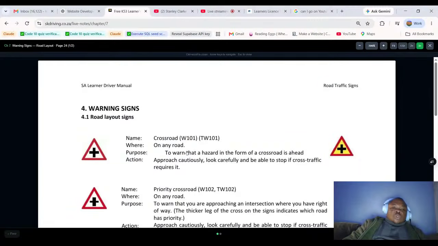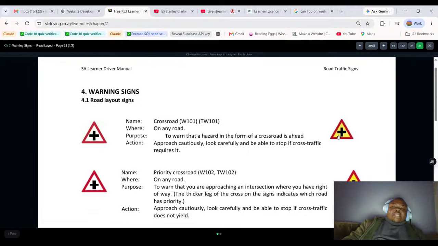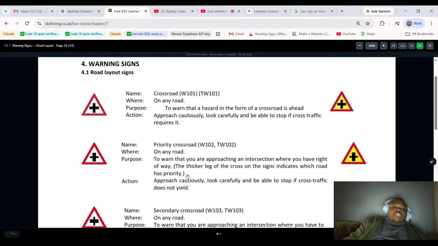The first one is a crossroad, and the purpose is to warn you of a hazard in the form of a crossroad ahead. As you can see, the roads here are equal. The road in the center and the road that is coming across are equal in size. I want you to distinguish, because this is going to help you with answering some of the questions concerning these warning signs. And here on the right, this is a temporary version of it. How do you know? You know it by the yellow background. This is a temporary version of the sign, and we know what a temporary version is.